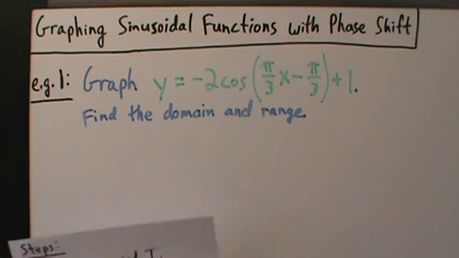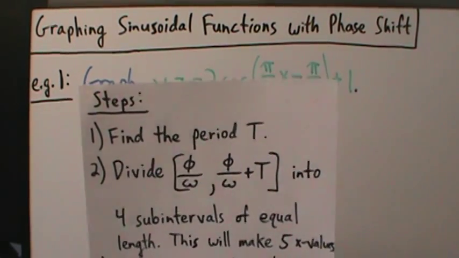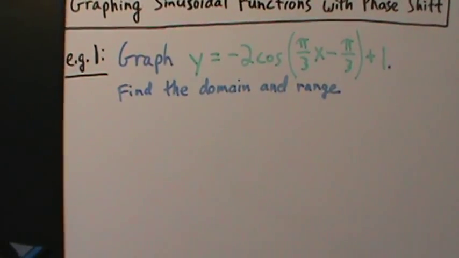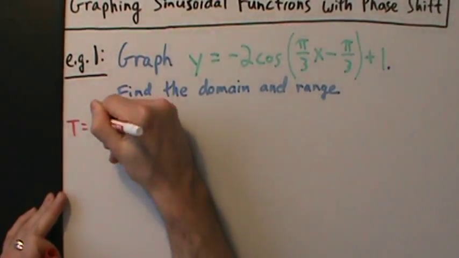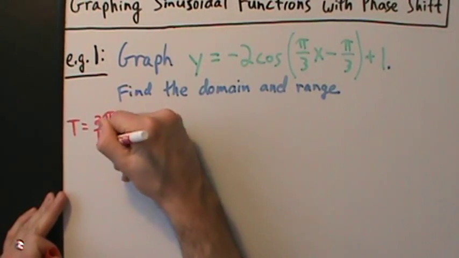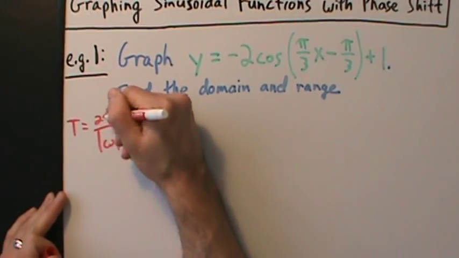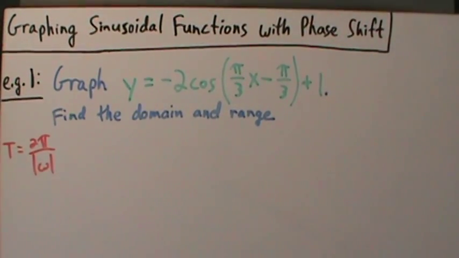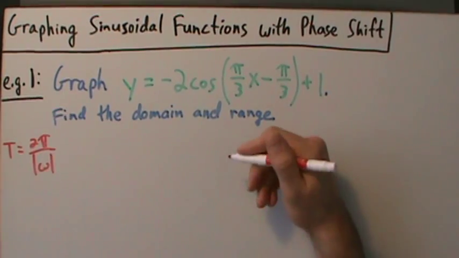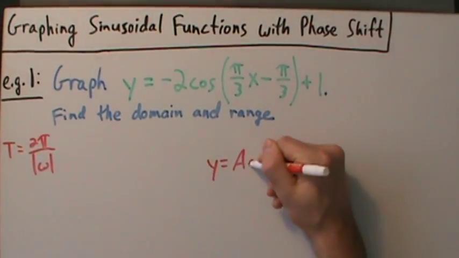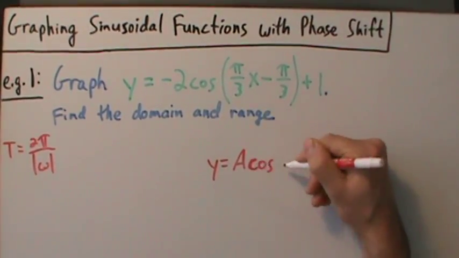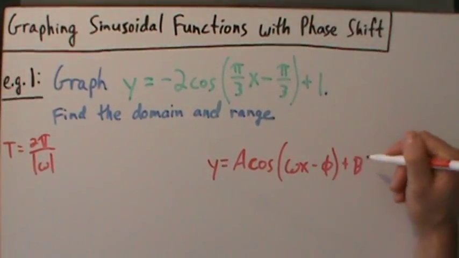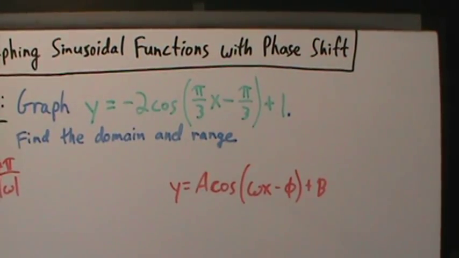So step one, find the period T. So remember, T is 2 pi over the absolute value of omega. Okay? So before we move on, we should probably identify what omega is, and maybe some of the other constants too. So remember, in general, it's y equals A times the cosine of omega x minus phi, and then plus B. Okay. So what are our constants here?